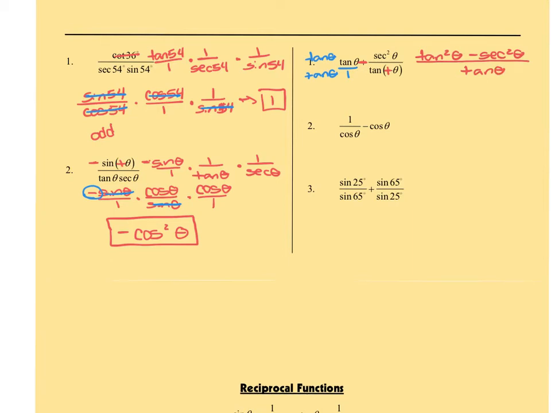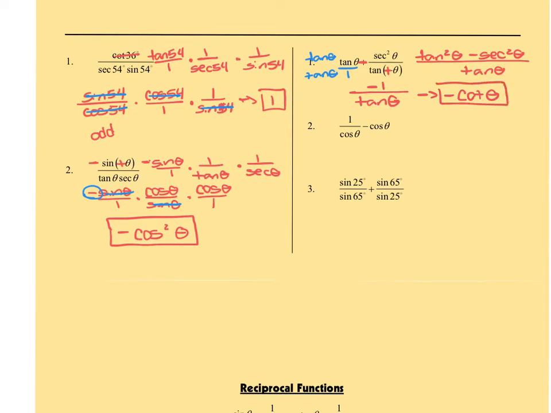Now, in one of the earlier videos, we looked at our Pythagorean identities. So tangent squared theta minus secant squared theta should jump out as a Pythagorean identity, and you should be able to recognize that that can be simplified to a negative 1. So I'll have a negative 1 over a tangent theta. And since we don't typically leave things in a fraction format, we can rewrite this as a negative cotangent theta.